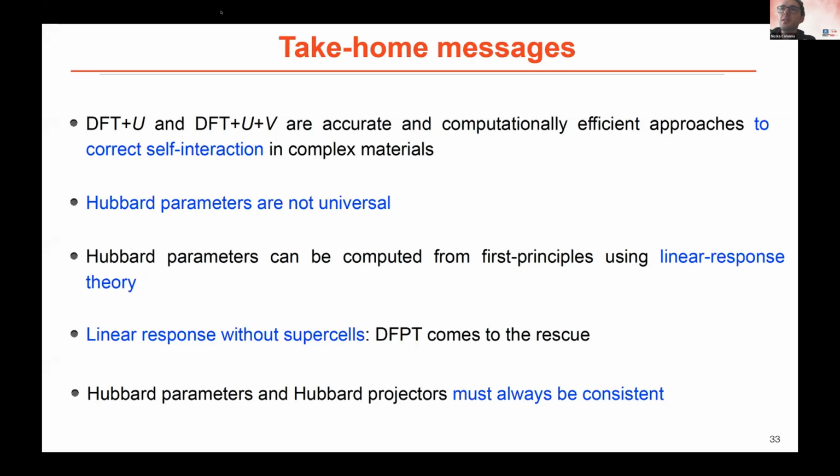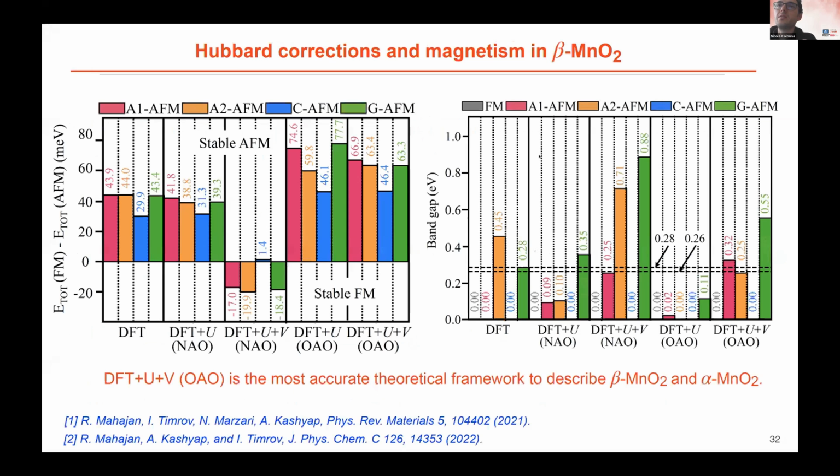Great, thanks. Then there is a question. Another method for computing U is the ACBN0 method and its recent extension to V. It is computationally very cheap as it doesn't require any response calculation. Could you compare it with constrained DFT?